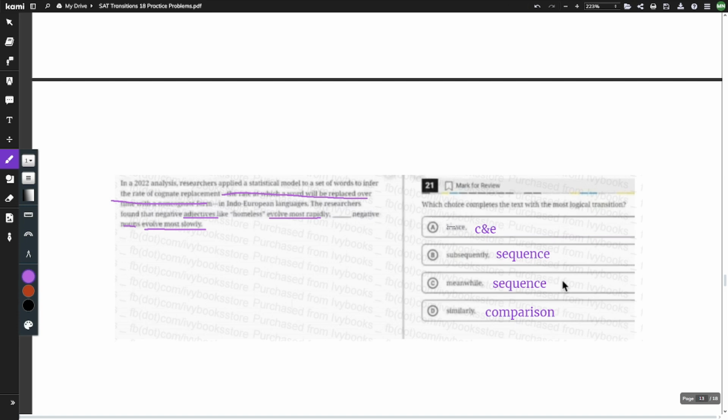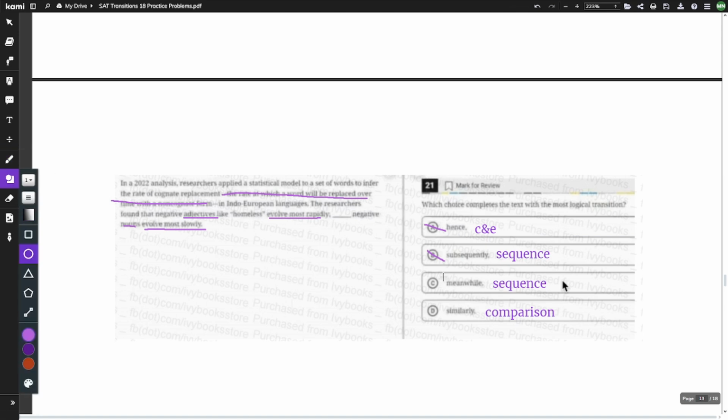Let's look at cause and effect for hence. It wouldn't make sense for it to be cause and effect, because just because adjectives evolve rapidly, that doesn't mean that nouns have to evolve slowly. That's not a cause and effect relationship between the two. So it's not gonna be A. Adjectives evolve rapidly, nouns evolve slowly. Nouns aren't gonna be evolving slowly after adjectives. It's not gonna be subsequently. Meanwhile, adjectives evolve most rapidly. Meanwhile, nouns evolve slowly. That does make a little bit of sense. It kind of sounds right.